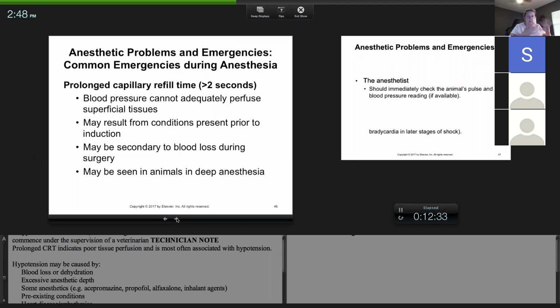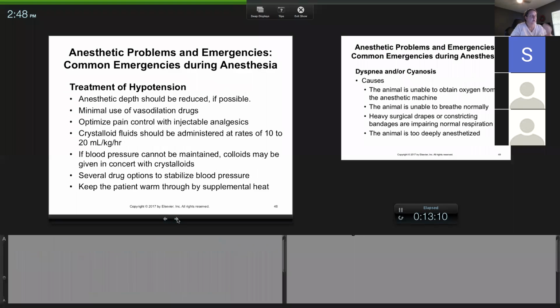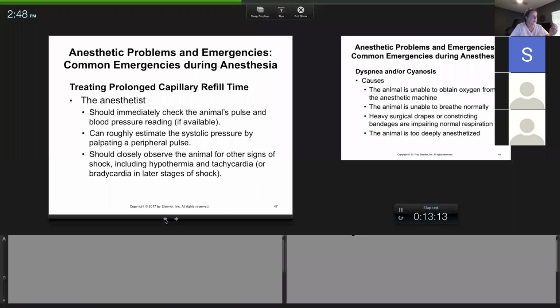kind of connected to color sometimes is capillary refill time, which is anything over 2 seconds. Usually what happens if they have a really crappy blood pressure is the blood cannot get from the heart to the rest of the body, or it's compromised. So did they have it before induction? Did they come in with a crappy CRT? If they did not, then what I might be thinking is they're too deep, they have low blood pressure, or they've lost blood. And those are all situations where you need to talk to the doctor, okay?